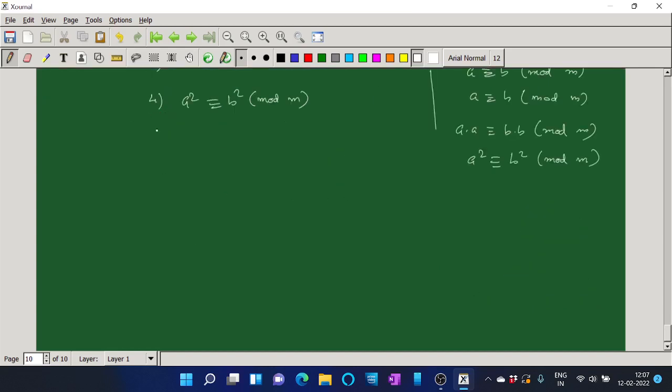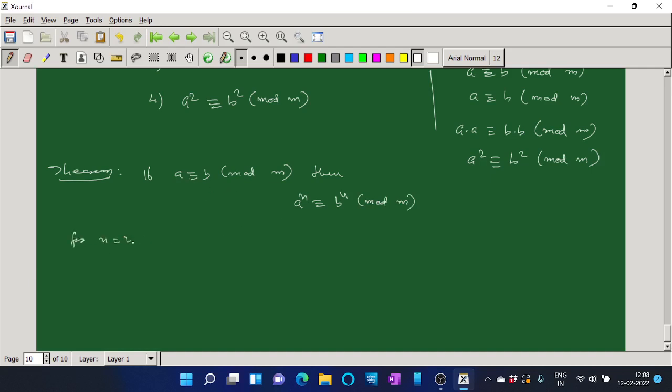In general, this can be generalized as a theorem that if A is congruent to B mod M, then A raised n is congruent to B raised n mod M for any integer n. Clearly, for n equal to 2, we already verified.